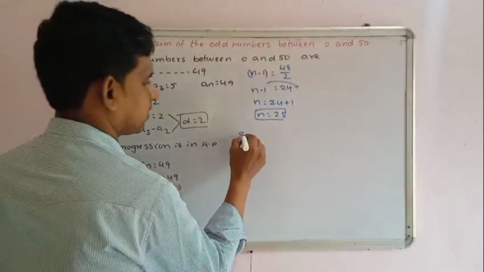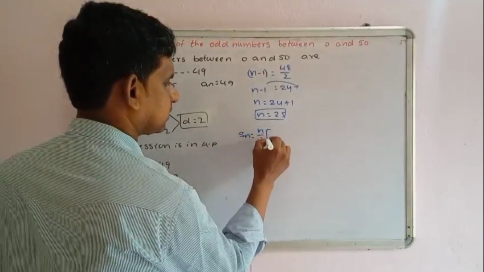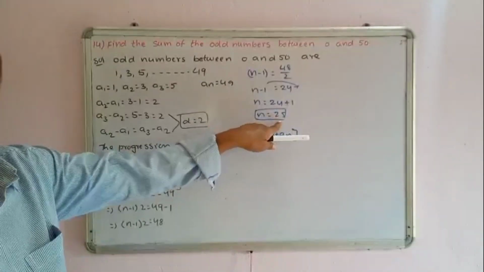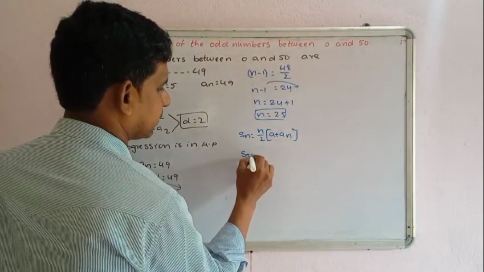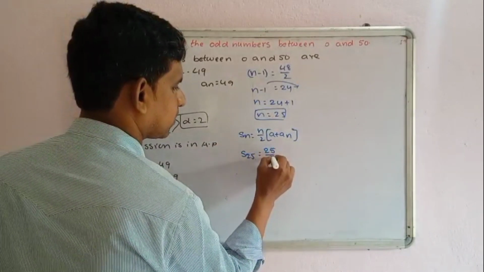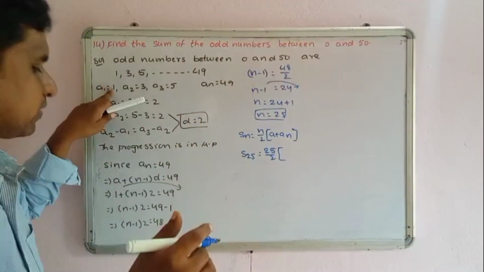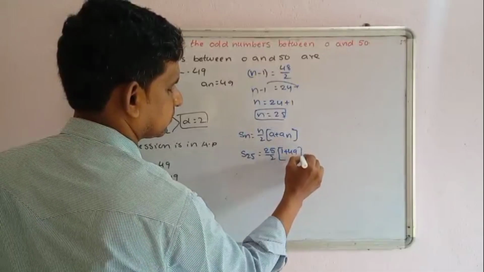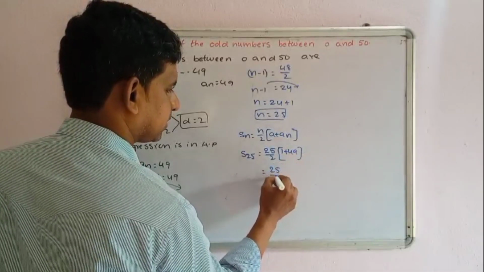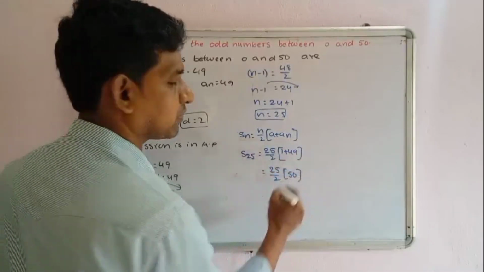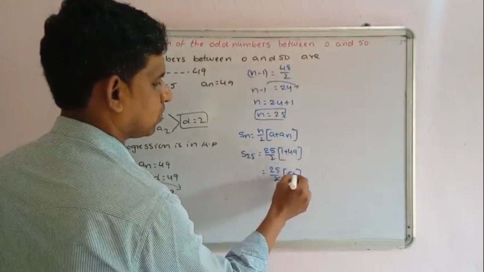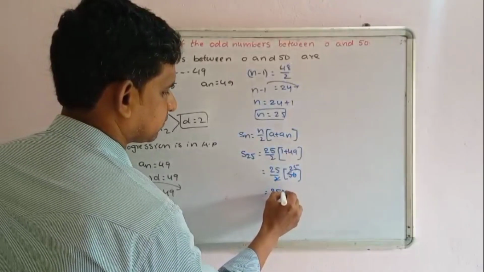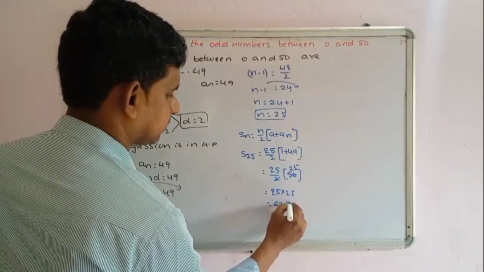Now we will find the sum. What is the Sn formula? n by 2 into a plus an. Here how many terms are there? 25 terms. So now I want S25 equals 25 over 2 into a value 1 plus an value 49. That equals 25 by 2 into 1 plus 49, which is 50. So 2 how many times in 50? 25 times. So 25 times 25, that is 625.